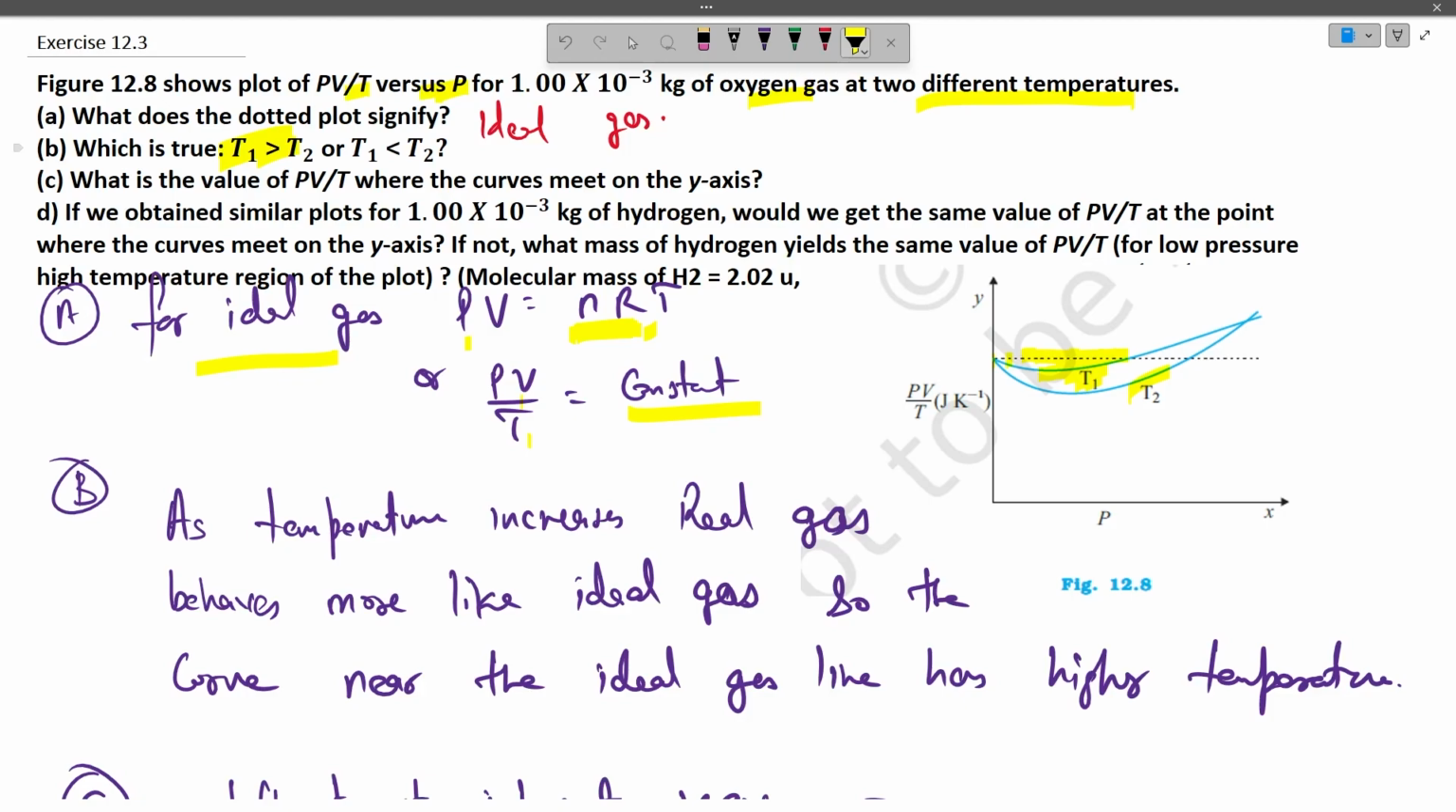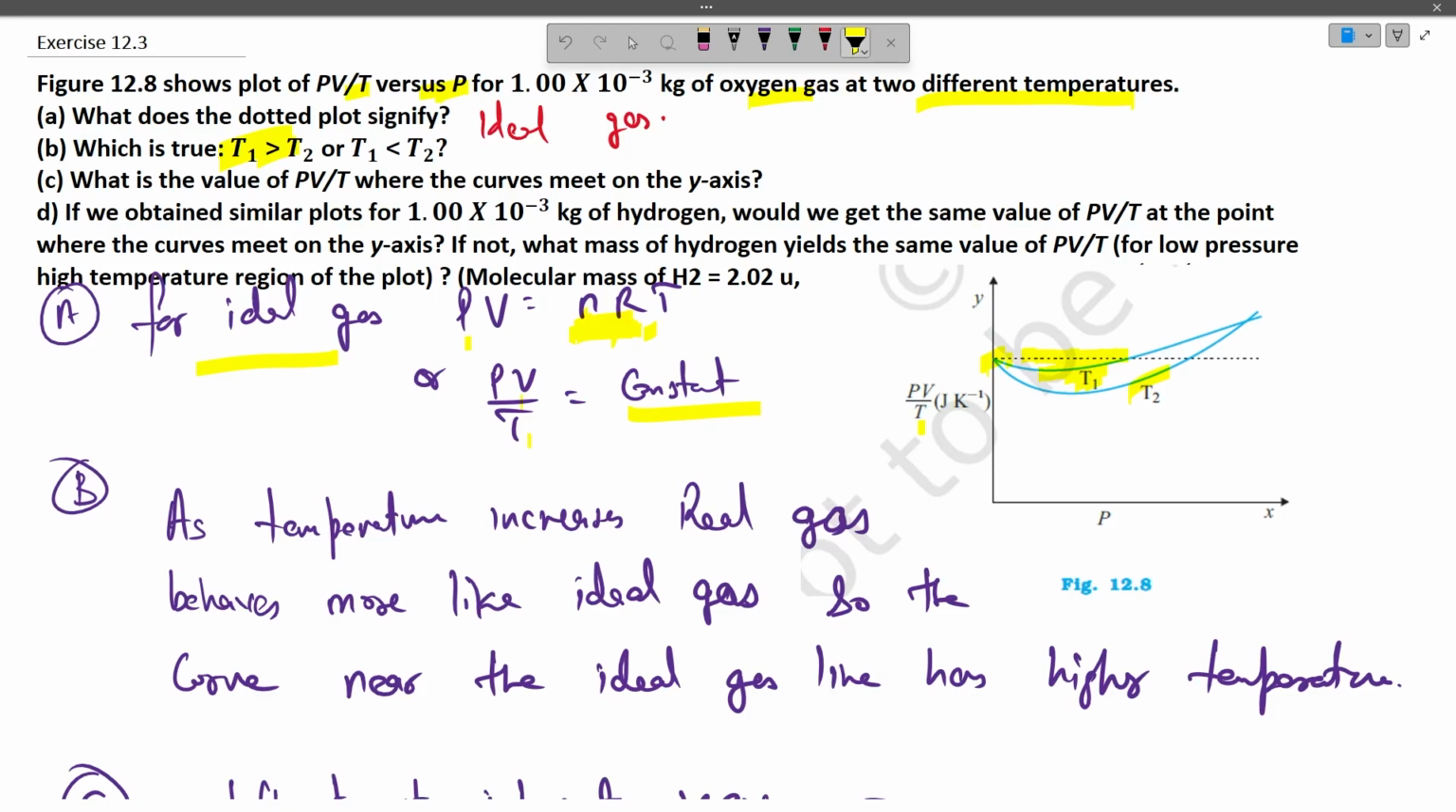Now the third question is, what is the value of PV by T where the curve meets the y-axis? When the curve meets the y-axis, at this point, we have to find this height. We know that PV by T equals a constant, that is nR, where n is the number of moles and R is the universal gas constant.